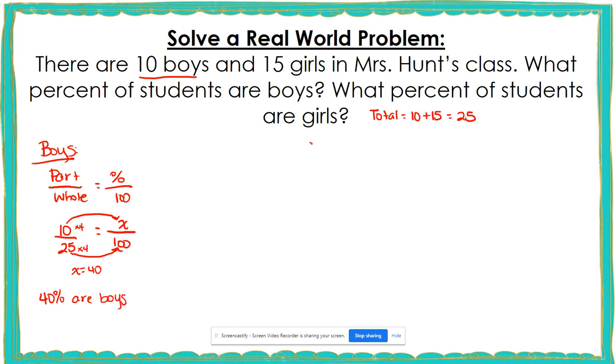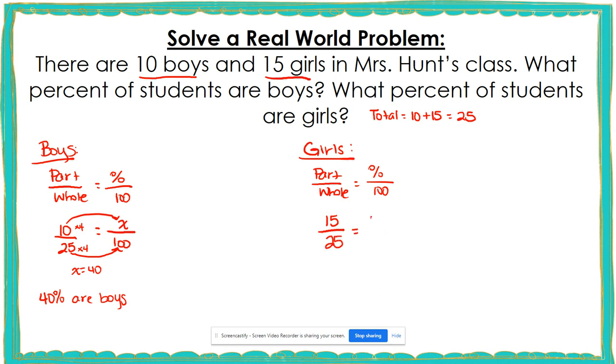Now let's look at how many are girls. Again, I'm using my proportion of part over whole equals percent over 100. I want to know what percent of students are girls, and I know that there are 15 girls, so the part that is girls is 15. The whole is still 25 because there were 10 boys and 15 girls, which means there is a total student population of 25 in the class.